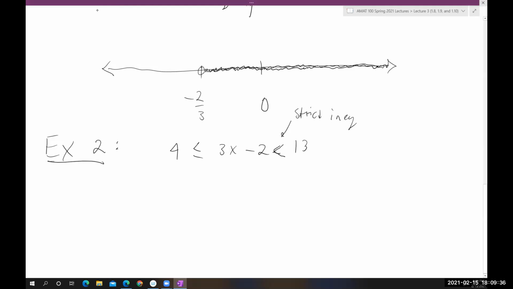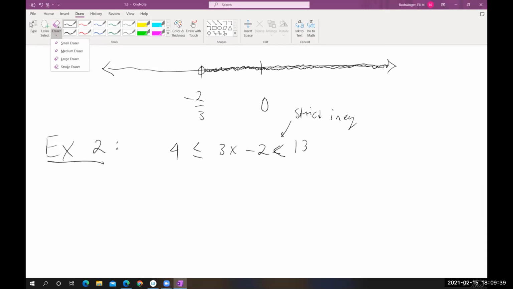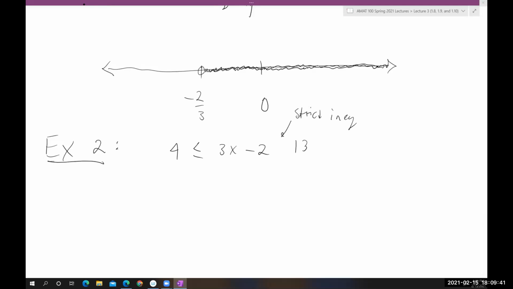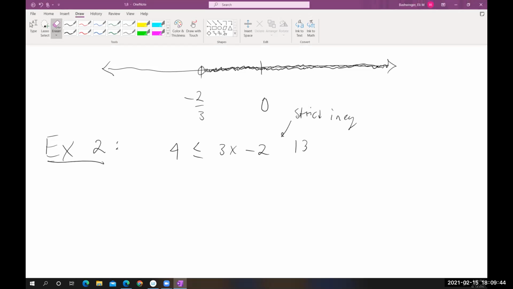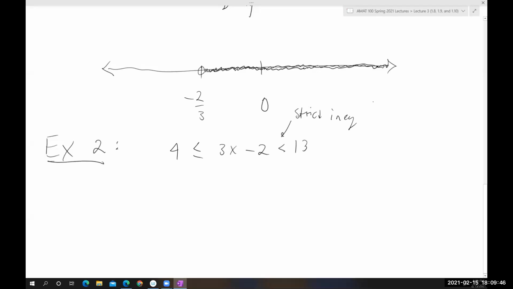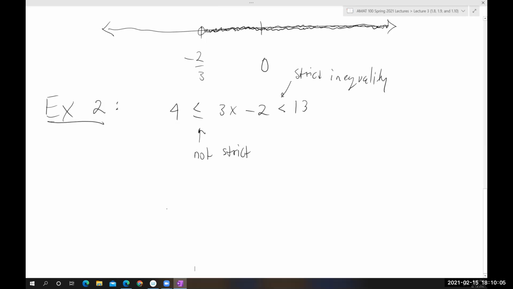Let me fix this. This is right, but this part right here is not strict, because this equality cannot hold, so this is not strict. Again, we want to express x as being less than or equal to something else. So we have to isolate x.